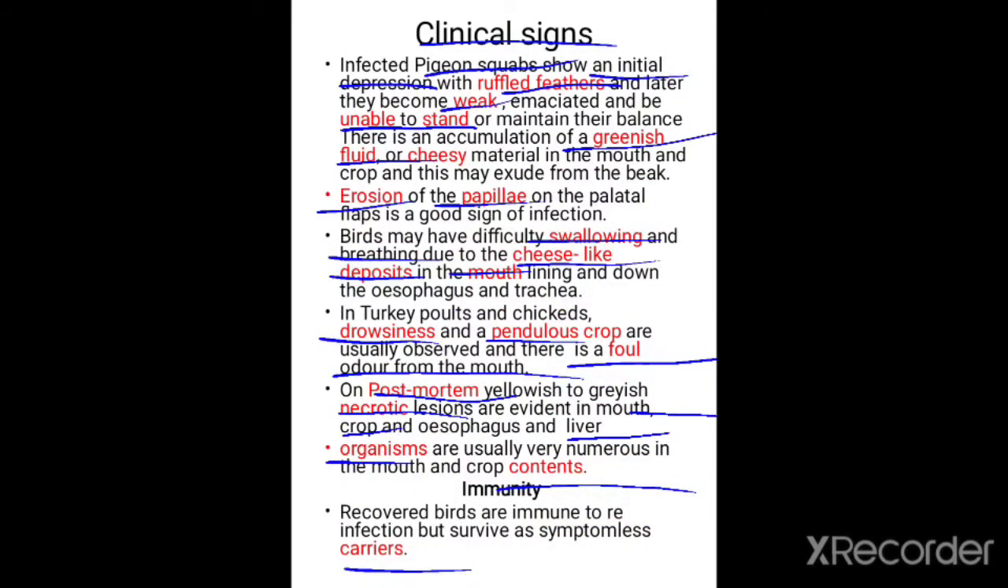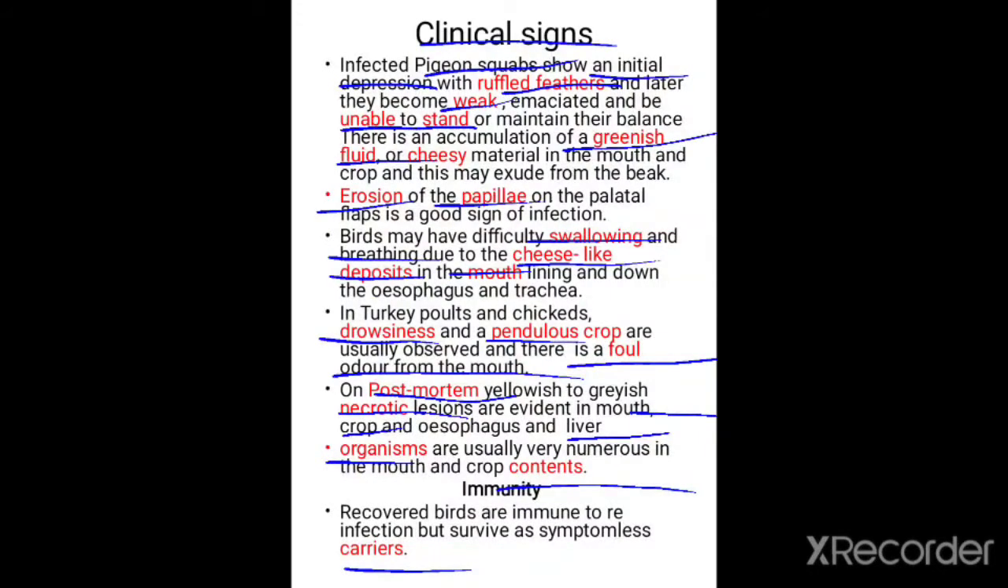When it comes to the clinical signs, the infected pigeon squabs show initial depression with ruffled feathers, and later they become weak, emaciated, and unable to stand or maintain their balance. There is an accumulation of greenish fluid or cheesy material in the mouth and the crop. This may exude from the beak. Erosion of the papillae on the palatal flaps is a good sign of the infection. The birds may have difficulty in swallowing and breathing due to cheesy deposits in the mouth lining.